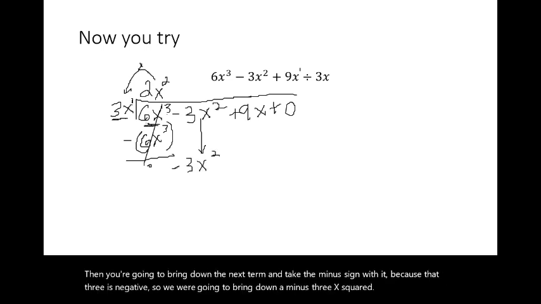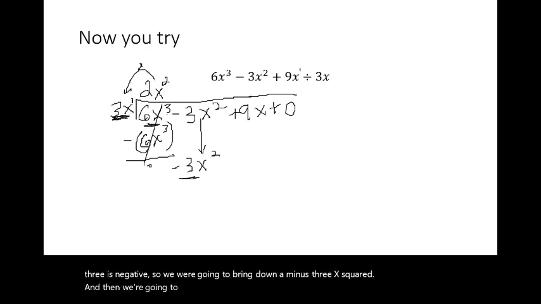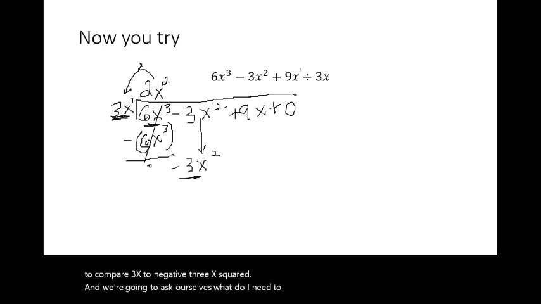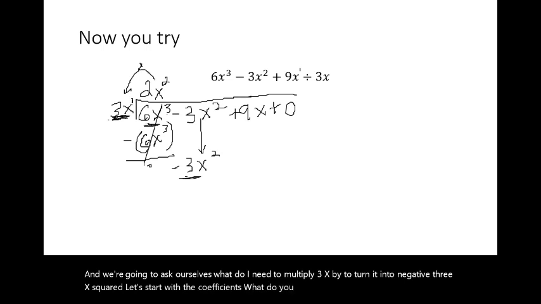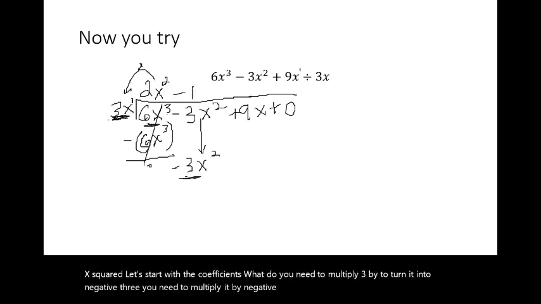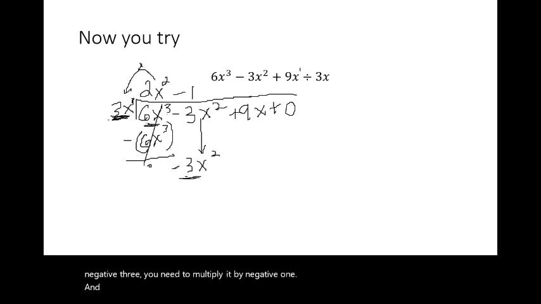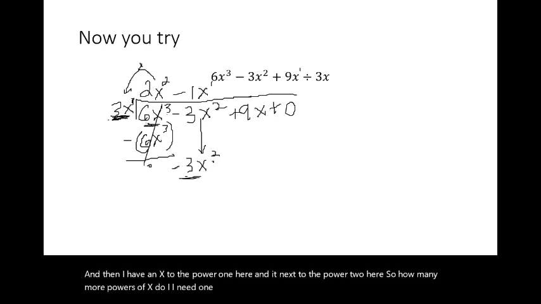And then we're going to compare first term to first term again. So we're going to compare 3x to negative 3x squared. And we're going to ask ourselves, what do I need to multiply 3x by to turn it into negative 3x squared? Well, let's start with the coefficients. What do you need to multiply 3 by to turn it into negative 3? You need to multiply it by negative 1. And then I have an x to the power 1 here and an x to the power 2 here. So how many more powers of x do I need? I need 1 more power of x.